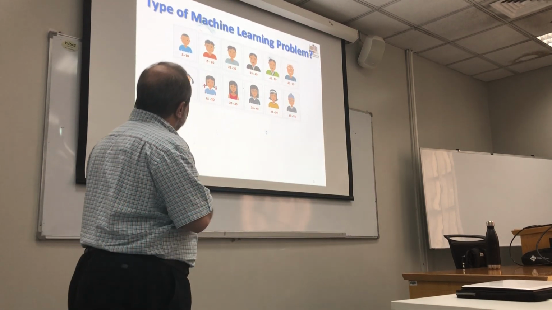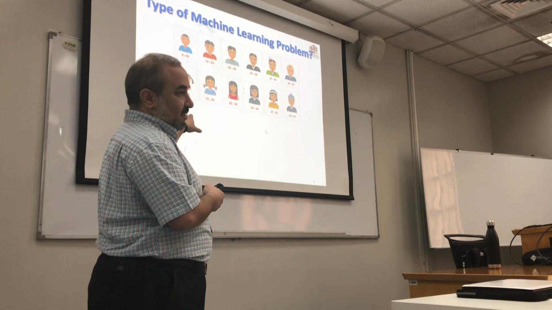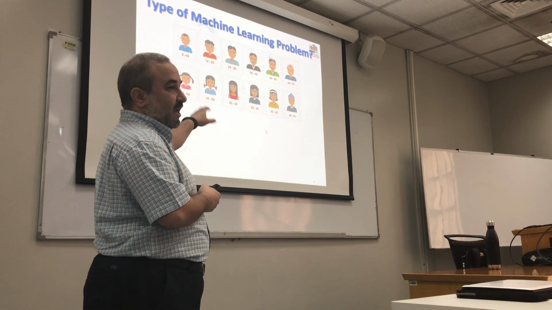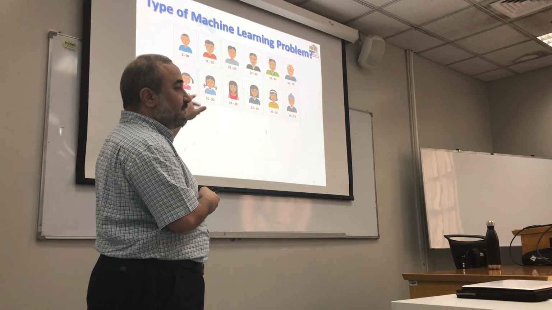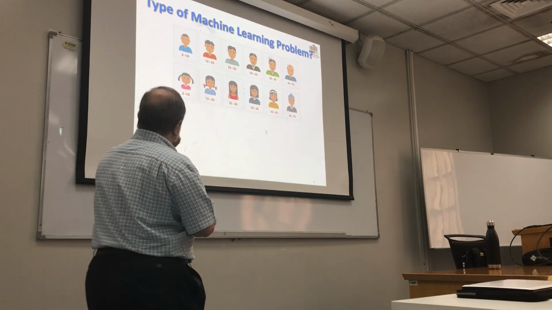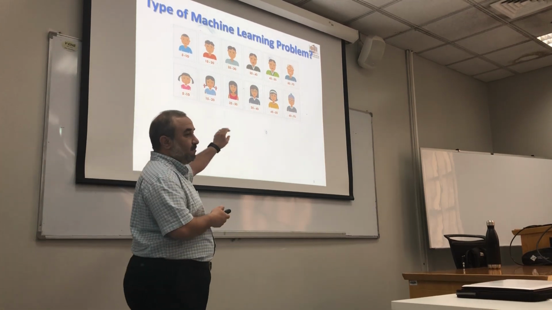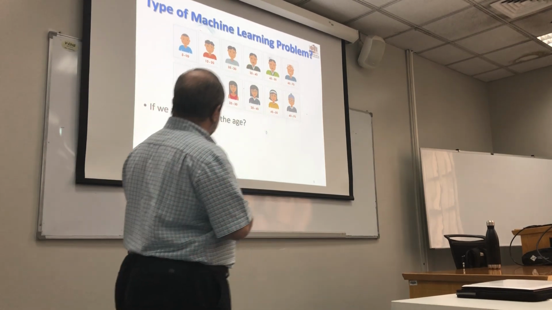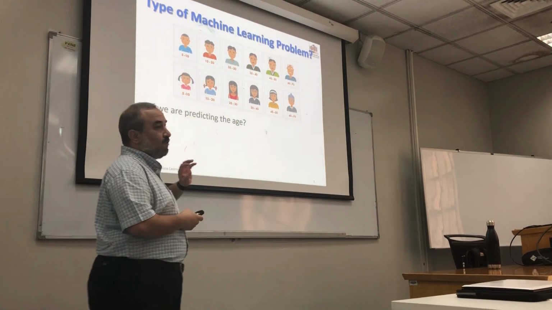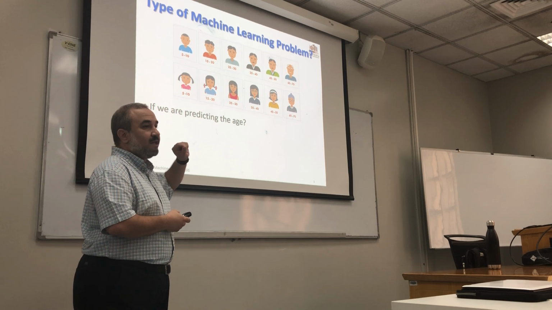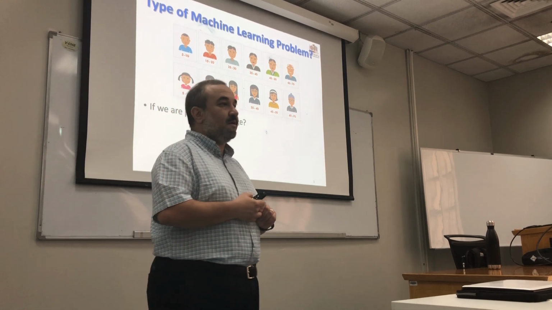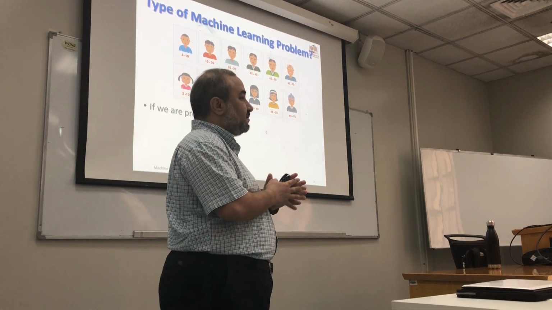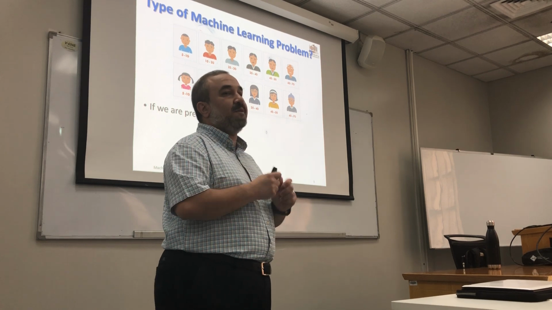So here's the problem that we talked about last time, right? The age prediction. We have 3 versions of it, and the question is, what is the type of the machine learning problem for each version? Okay. So the first version, if we are predicting the age of every person, what is the type of that problem?